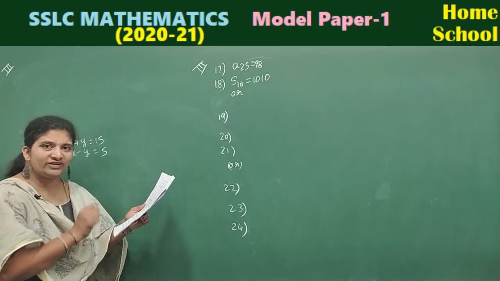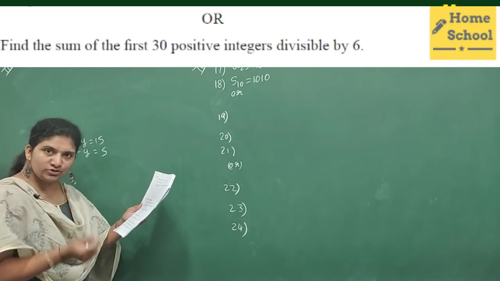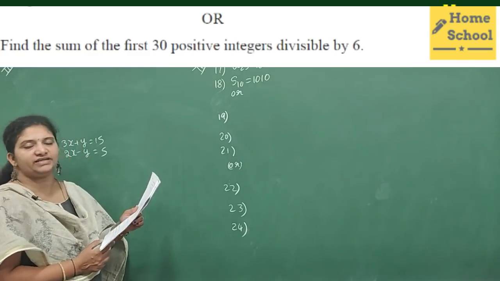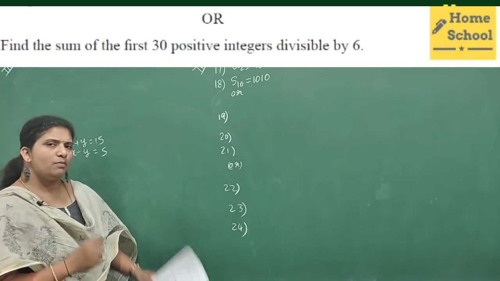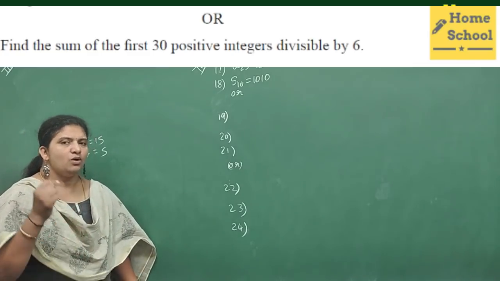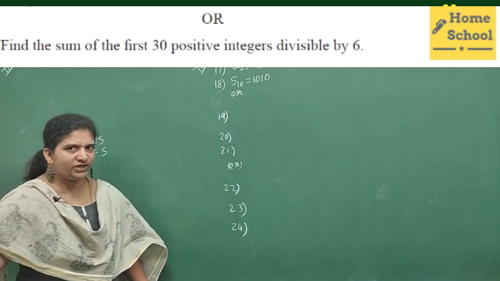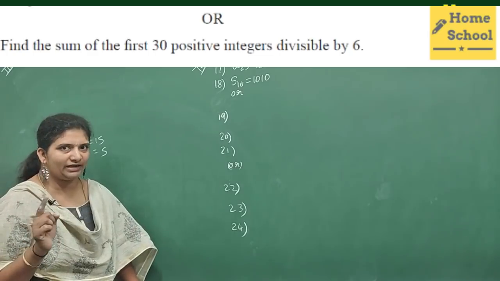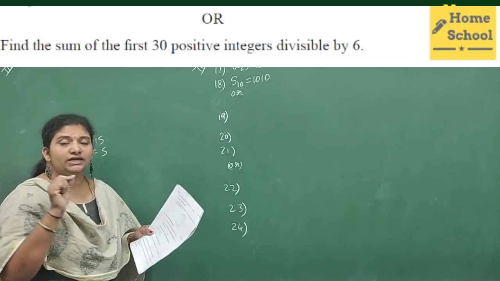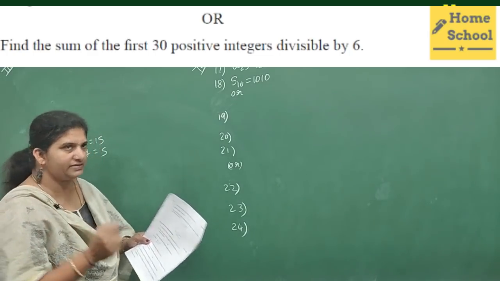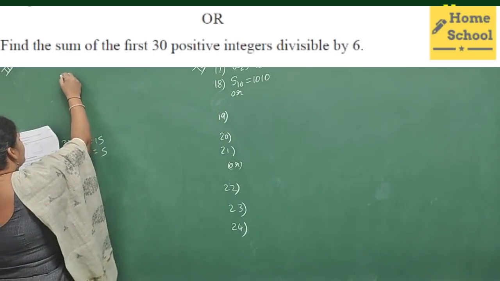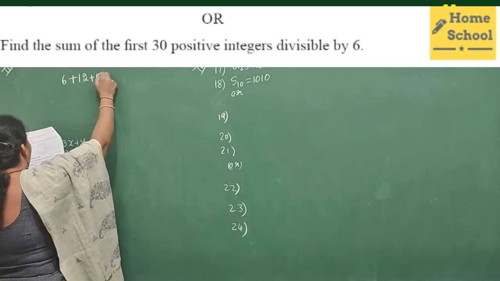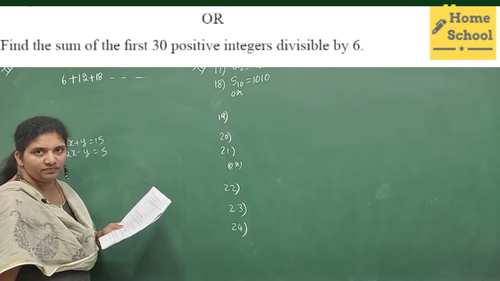Or, you have an OR question in the 18th problem. Let us do that also. Find the sum of the first 30 positive integers divisible by 6. Positive integers means 1, 2, 3, 4, 5, 6, 7, 8. You think about 1 to 30? No, not like that. They have given here divisible by 6. What are the numbers which are divisible by 6? 6, 12, 18, and so on.